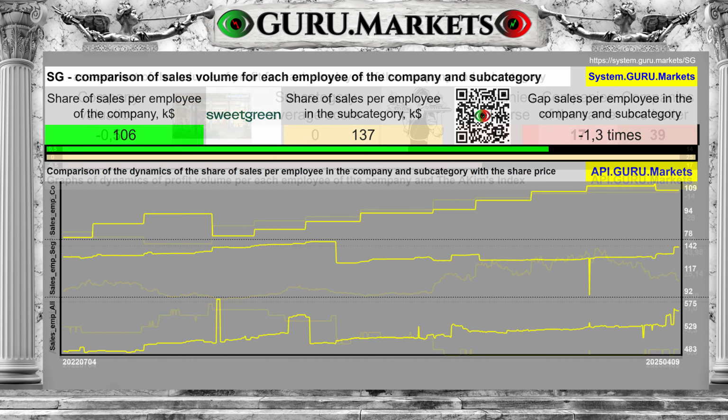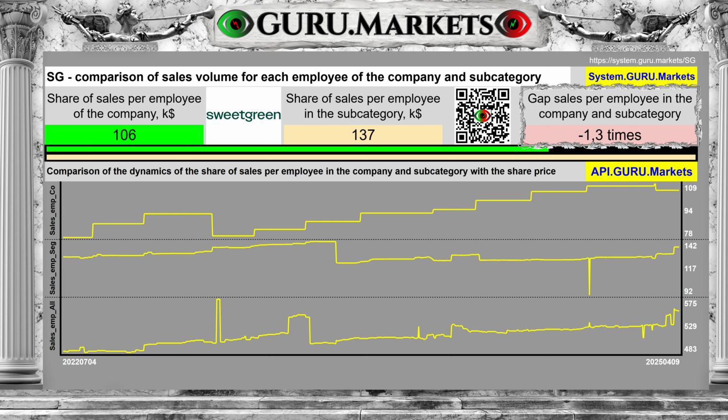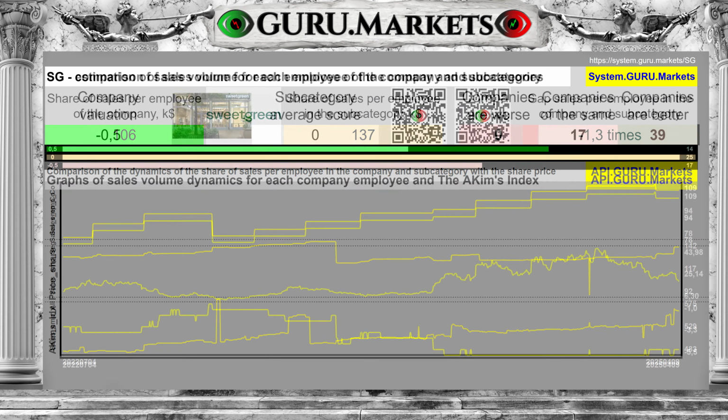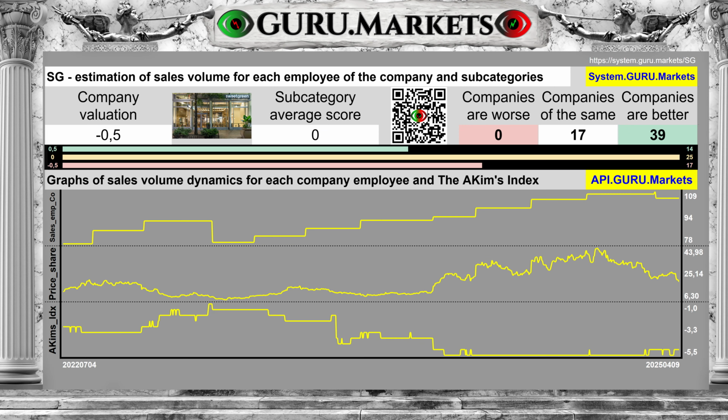The amount of revenue per employee of the organization is $106,000. In the subcategory, $137,000. The difference between the subcategory average and the company's performance is 29%. Estimation of sales per individual company employee in comparison with indicators in the subcategory, tolerable, minus 0.5 points.